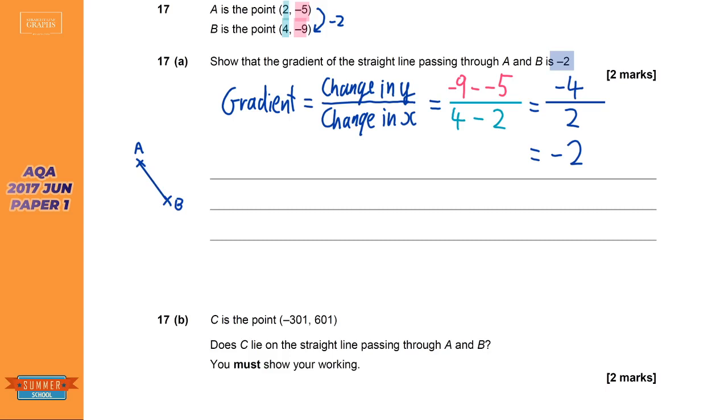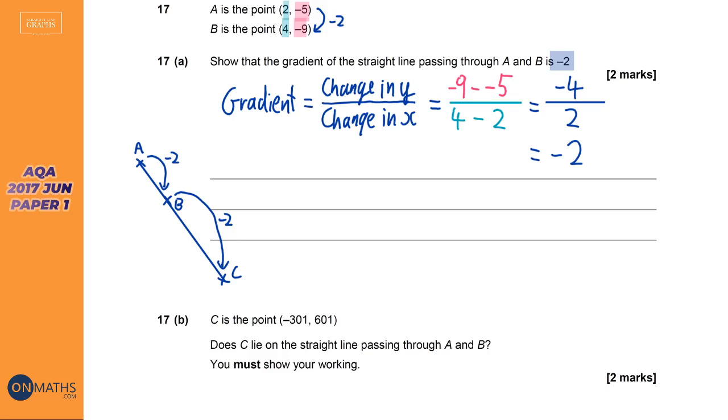So we're trying to see whether C, no pun intended, is also on that line. So we're trying to examine whether C is also on that line. If the gradient between A and B is minus 2, and the gradient between either A or B and C is minus 2, then C must be on the line. So we're going to check.